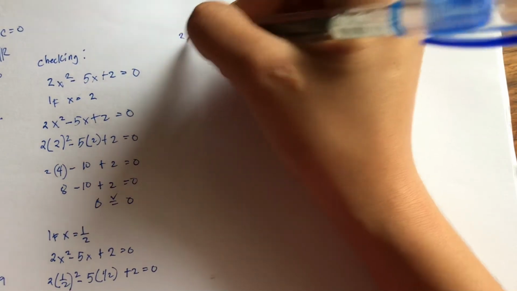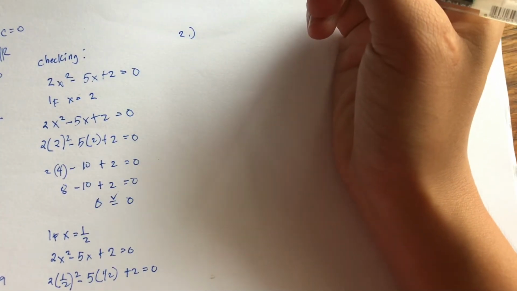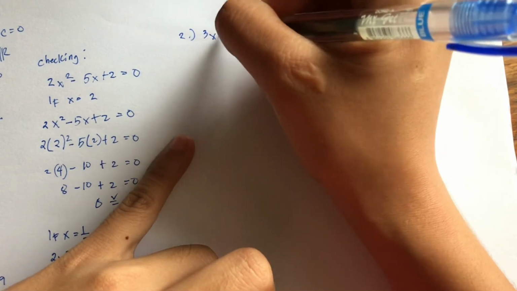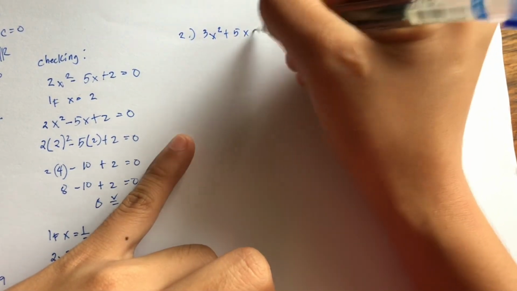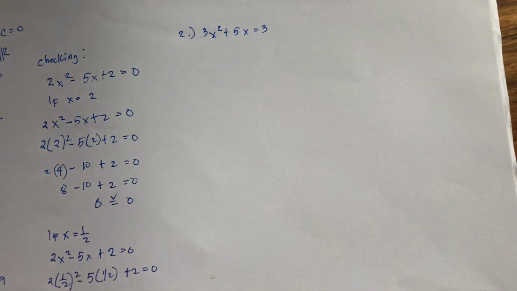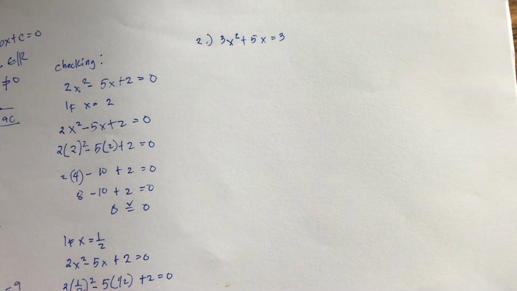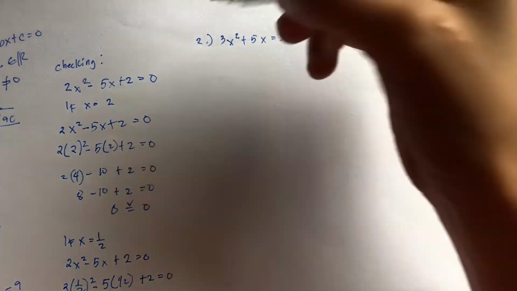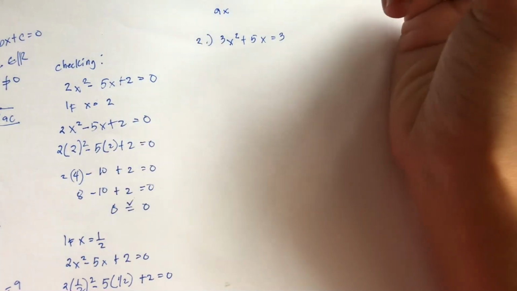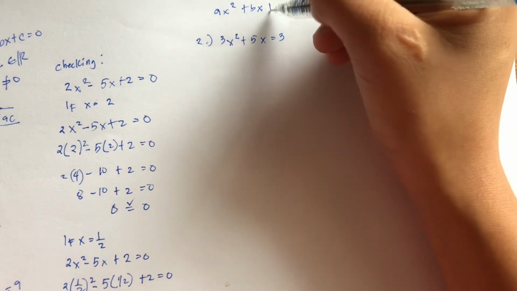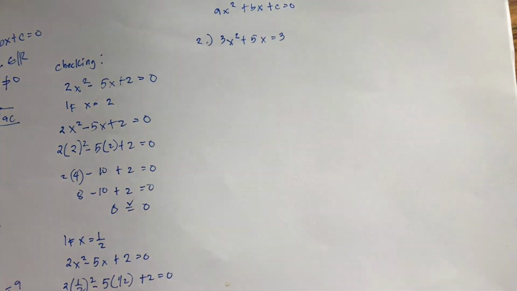We have here number 2. What if we have this equation? 3x squared plus 5x equals 3. Is this already in the standard form? No. Okay, remember the standard form is of the form ax squared plus bx plus c equals 0.